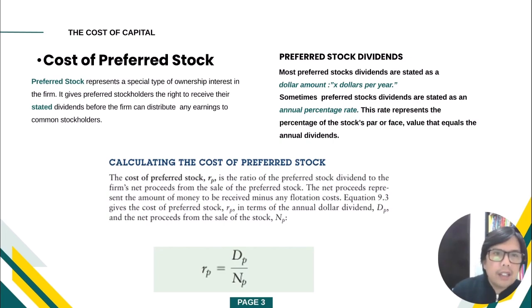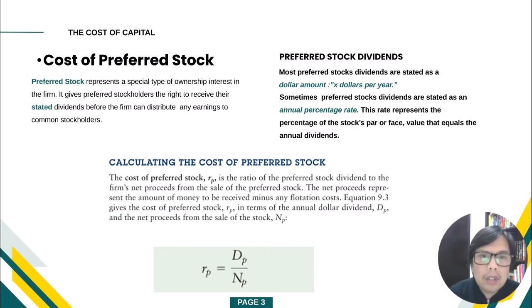Cost of preferred stock. Preferred stock represents a special type of ownership interest in the firm. It gives preferred stockholders the right to receive their stated dividends before the firm can distribute any earnings to common stockholders. Preferred stock dividends: most are stated as a dollar amount, X dollars per year. Sometimes preferred stock dividends are stated as an annual percentage rate. This rate represents the percentage of the stock's par or face value that equals the annual dividend.